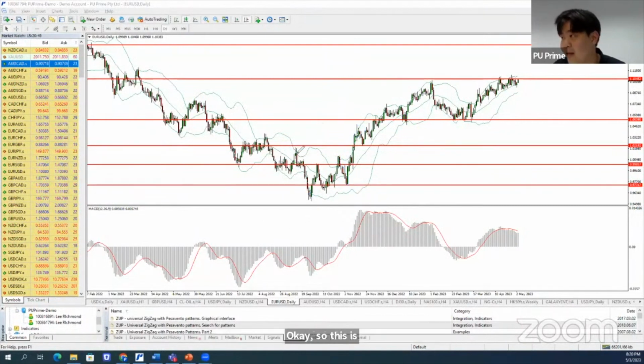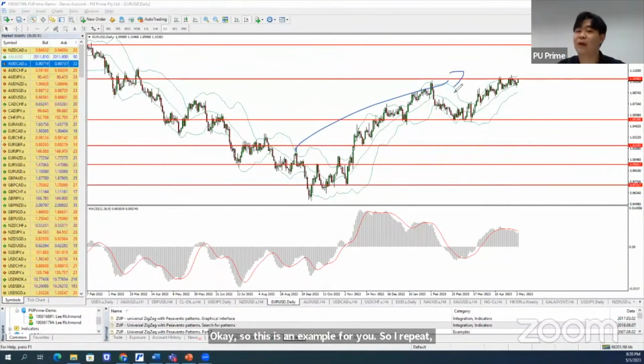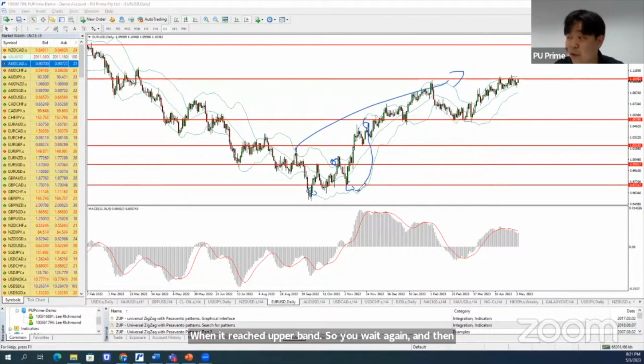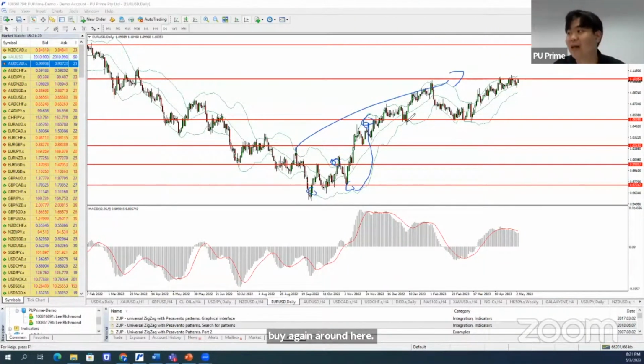So I repeat, identify the long-term trend first. Long-term trend for Bollinger Band is upward trend. Then you focus on the lower band. Lower band means the lowest line, for better clarification in case you guys are confused. So you buy here, and close your order when it reaches the upper band. So you wait again, okay? And then buy again around here when you reach the lower band, then you close your order when you reach the upper band. And then you need to patiently wait until it drops again and reaches the lower band.